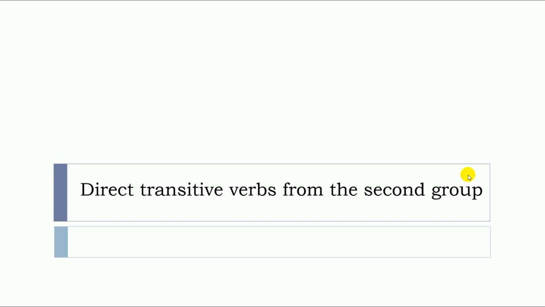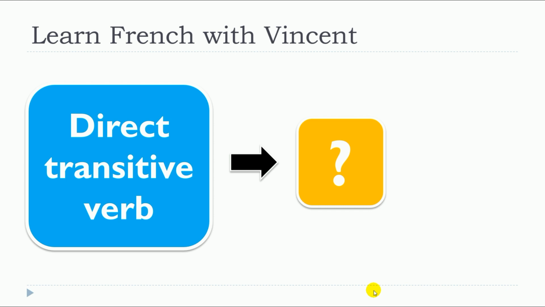In this lesson, we will see 13 direct transitive verbs from the second group. So this is the final part of this series. And so let's start. So of course the question is, what is a direct transitive verb?